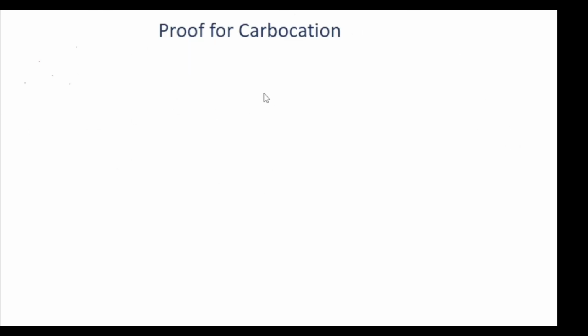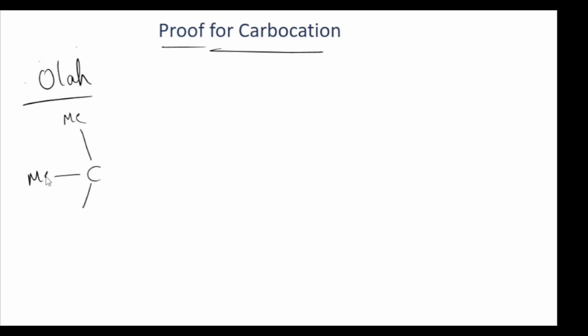Now we just saw the carbocation. We just said a carbocation will form. Then what is the proof for that? The proof was obtained by a famous scientist, Olah. He prepared a tertiary butyl carbocation by treating, suppose here I am taking, tertiary butyl alcohol.